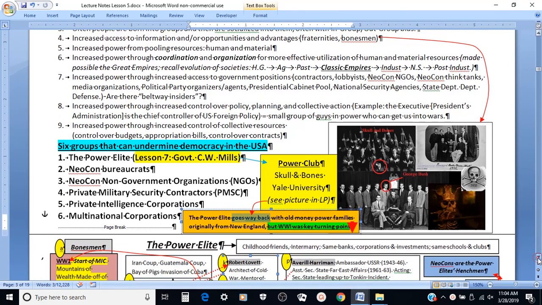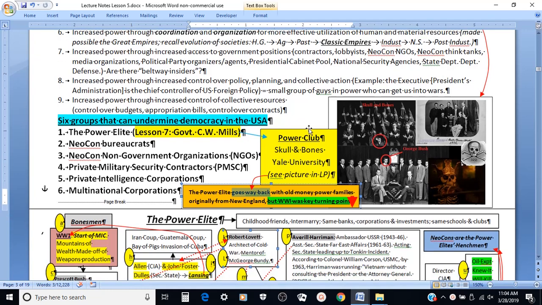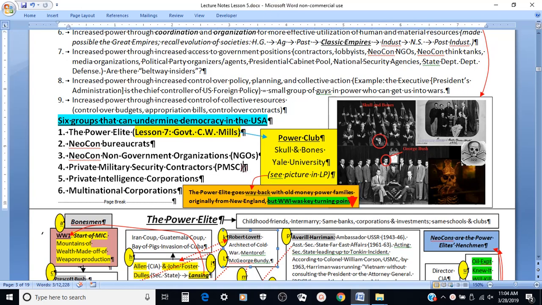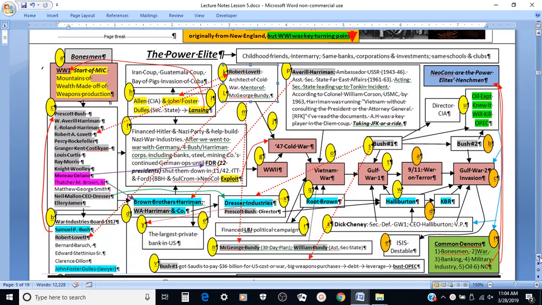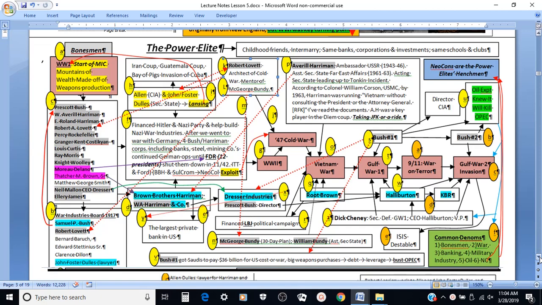So we talked about a power elite, and we talked about a power club, the Bonesmen from Yale University. Power elite go way back to old money power families, originally in New England. But I say here World War I was a key turning point. And here is a diagram of the power elite. All the people highlighted in gray were Bonesmen.